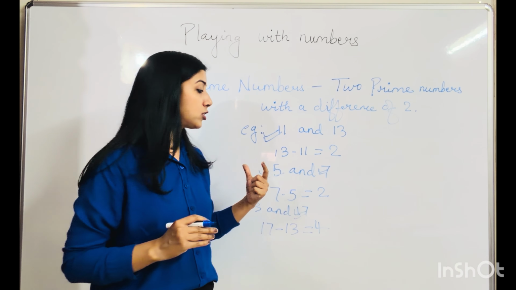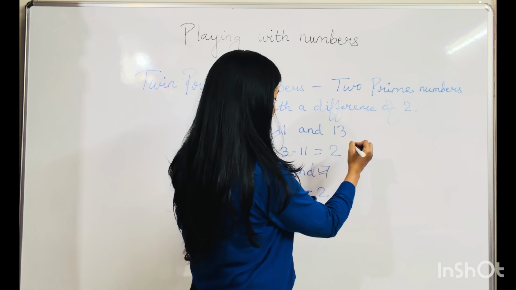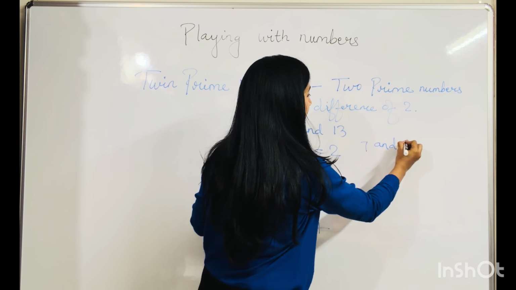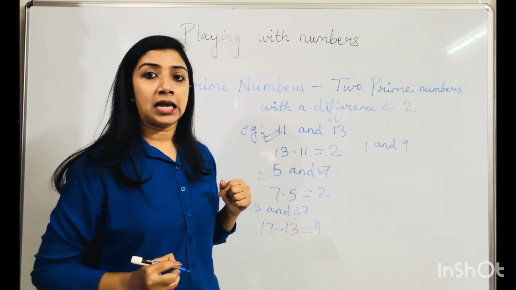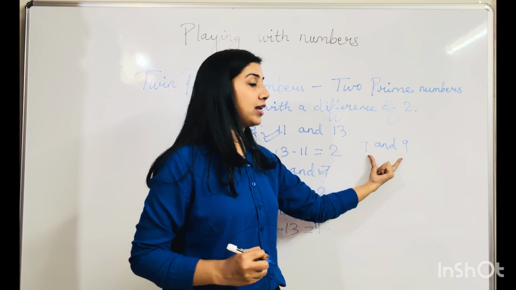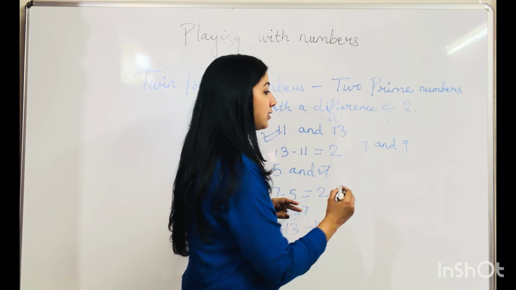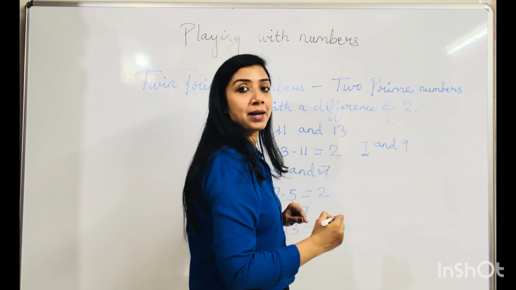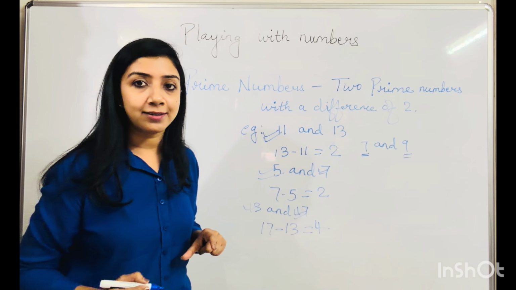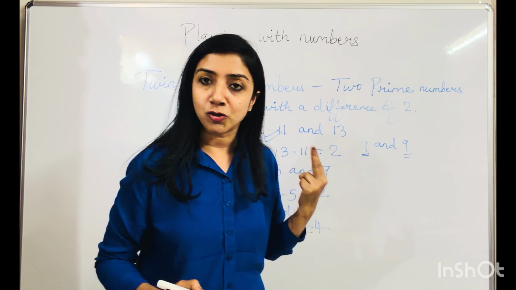Okay, children? Understood? Now I'm giving you one more example. If I take 7 and 9. Can we take 7 and 9 as twin prime numbers? We cannot. Why? Here 7 is a prime number, but what is 9? 9 is a composite number. So we need both the numbers to be prime numbers only.